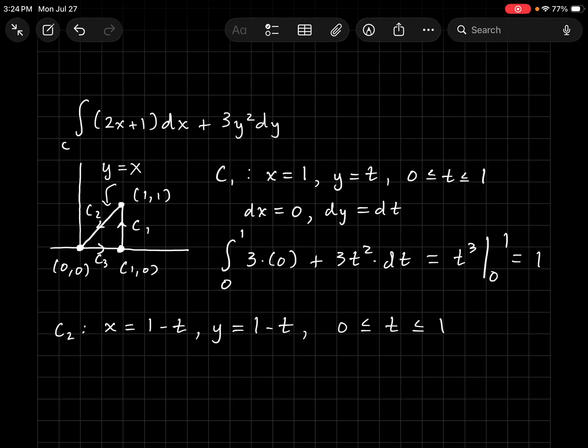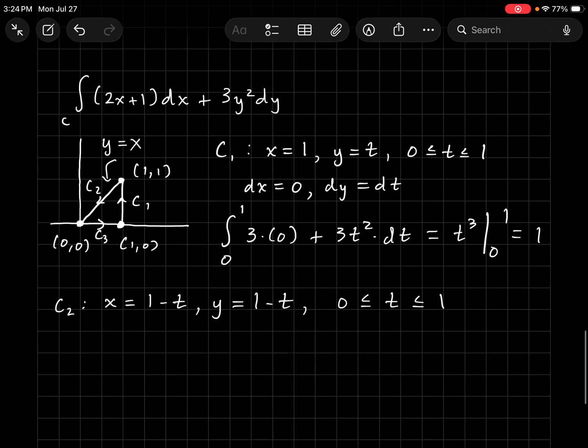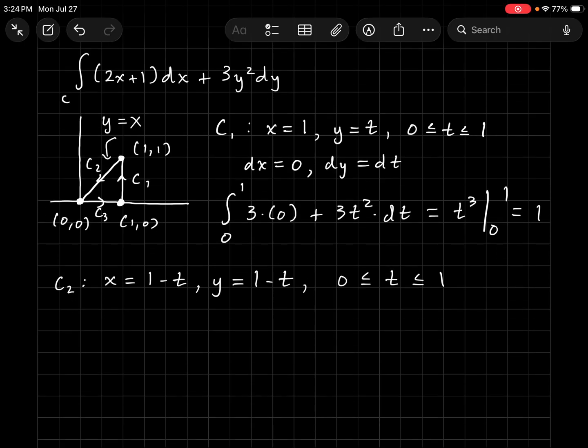Let's see if it works. When t is 0, both x and y are 1. When t is 1, both x and y are 0. And y equals x, so this looks like a good parameterization. So I can say that dx equals negative dt, and dy equals negative dt as well.